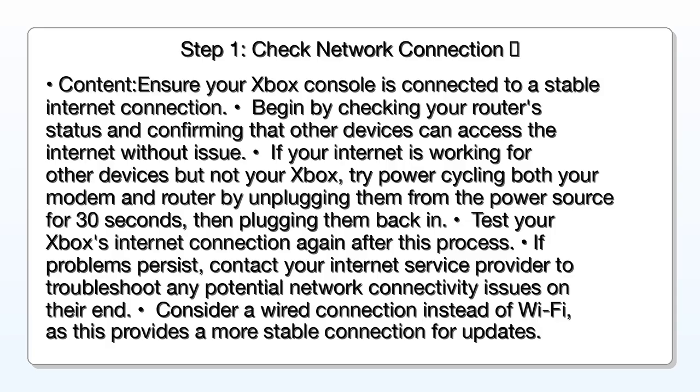Power cycling both your modem and router by unplugging them from the power source for about 30 seconds, then plugging them back in. Test your Xbox internet connection again after this process. If problems persist, contact your internet service provider to troubleshoot any potential network connectivity issues on their end. Consider a wired connection instead of Wi-Fi, as this provides a more stable connection for updates.